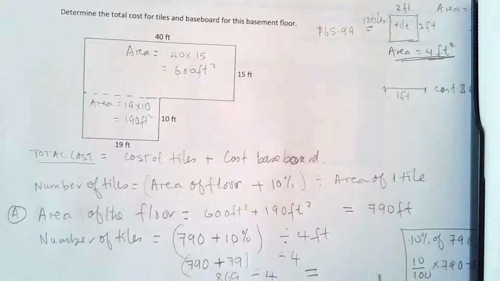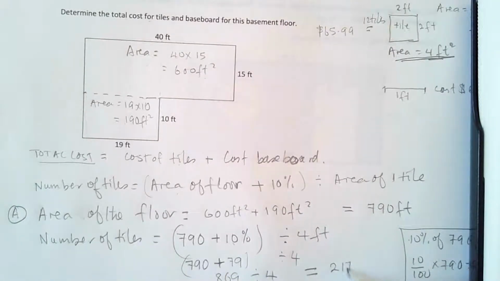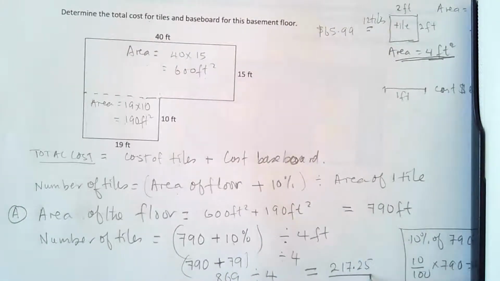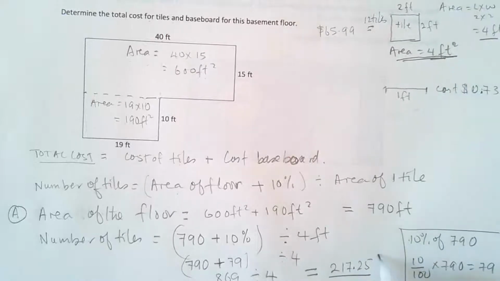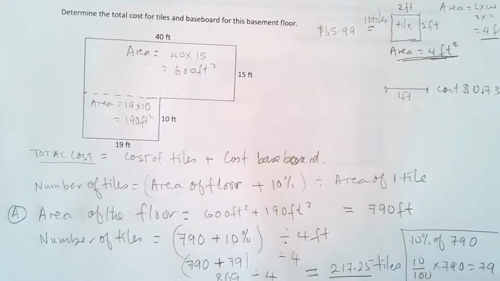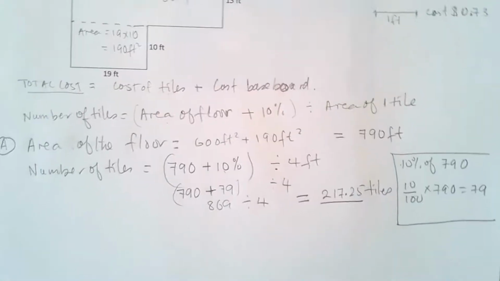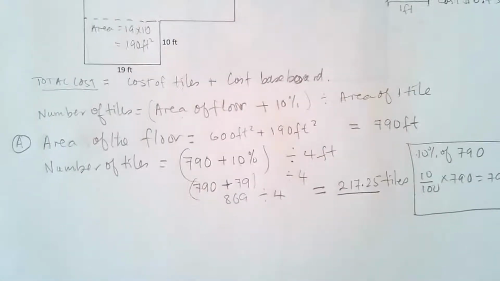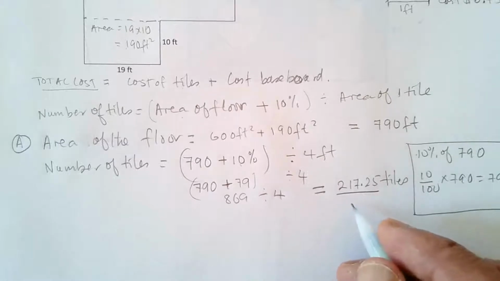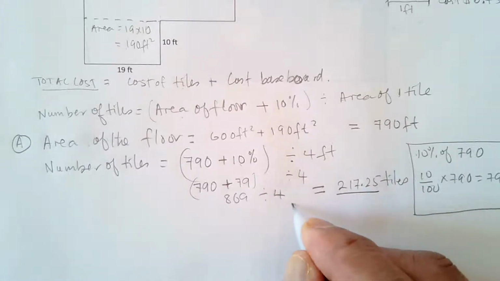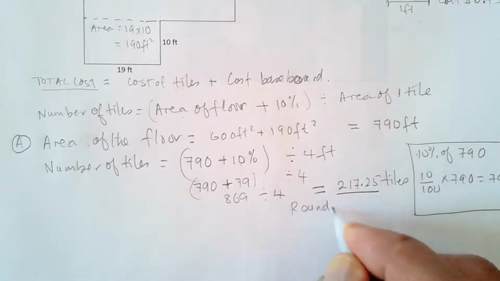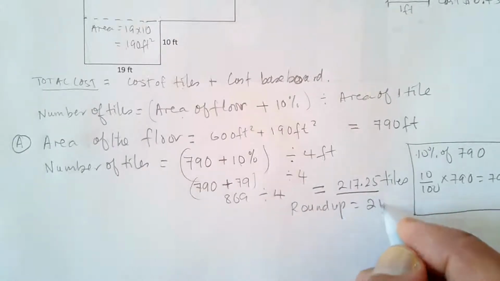That gives 217.25 tiles. Now, we cannot buy a fraction of a tile. So we need to round this up. So round up. So we need 218 tiles.